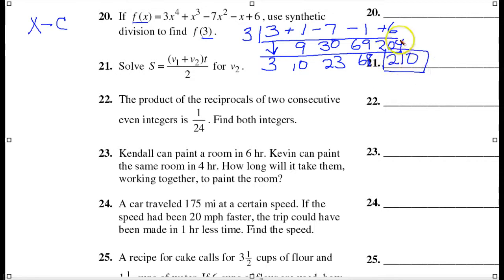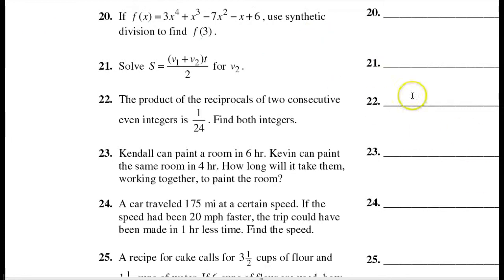So this is called the remainder theorem, that when they give you a value to put here, that's what you're going to put there in synthetic division. You're going to convert this to the synthetic division form by using the coefficients and following the pattern. What do you end up with? What is your remainder? And that is the answer to number 20.